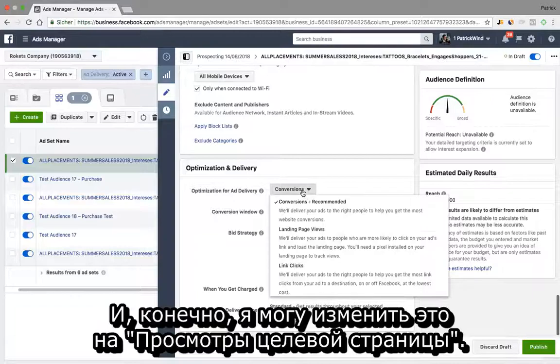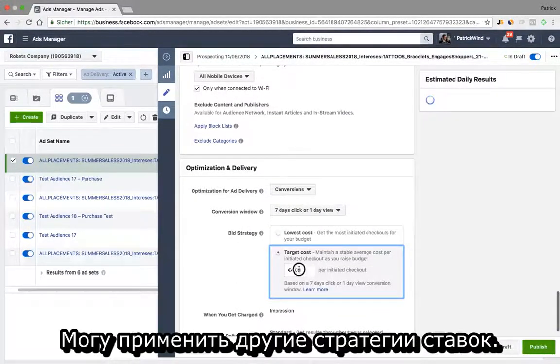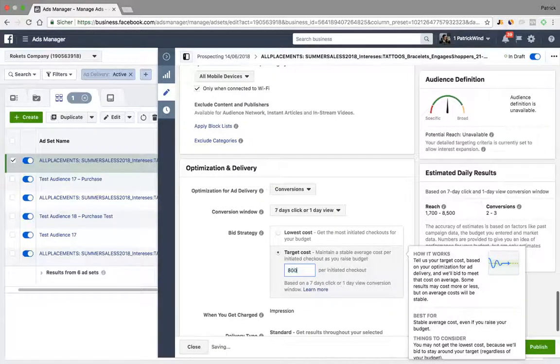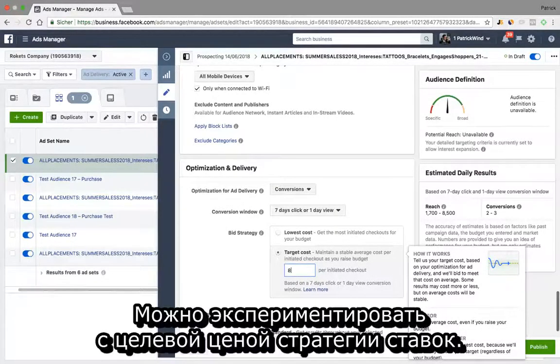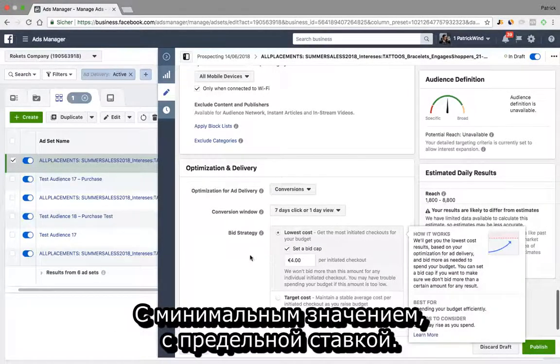Then of course I could change to landing page views. I could apply different bid strategies. Okay, I could play around with the target cost bid strategy, with the lowest cost bid strategy, with a bid cap.